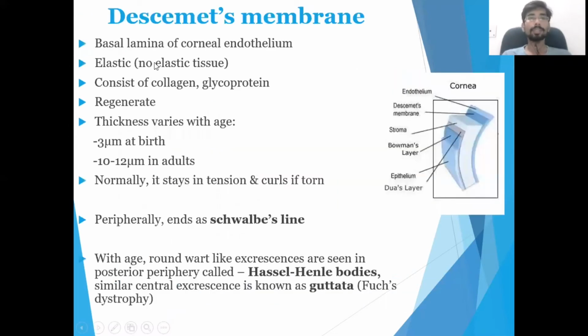Descemet's membrane is the basal lamina of the corneal endothelium. Above the corneal endothelium we have Descemet's membrane. It consists of collagen and glycoprotein and it regenerates, and its thickness varies with age, 3 micrometers at birth and 10 to 12 micrometers in adults. Normally it stays in tension and curls if torn. Peripherally it ends as Schwalbe's line. With age, round wart-like excrescences are seen in the posterior periphery, called Hassall-Henle bodies. Similar central excrescences are known as guttata or Fuchs dystrophy.